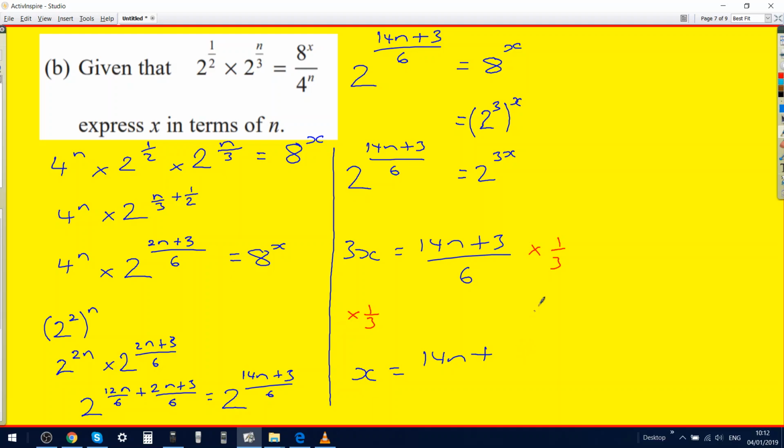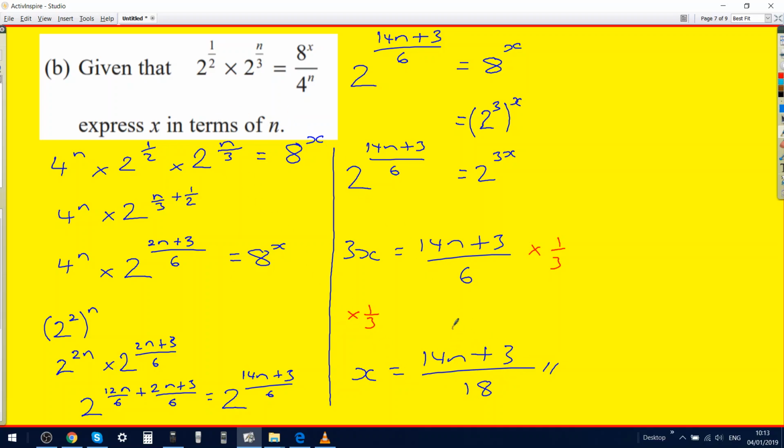Times the tops, times the bottoms. So you're multiplying by a fraction, so top times top, bottom times bottom. That's it. So that's what they wanted, to express x, so x equals in terms of n, so n will be in your answer.